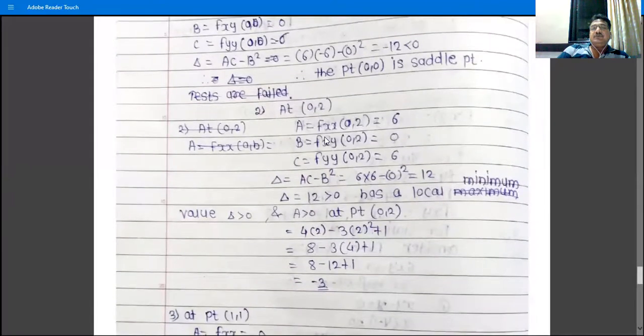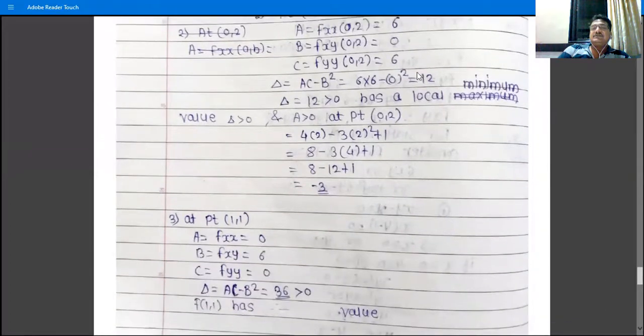Then at (0, 2), find capital A, capital B, capital C. It is 36, not 12. 6 into 6 is not 12, it is 36.